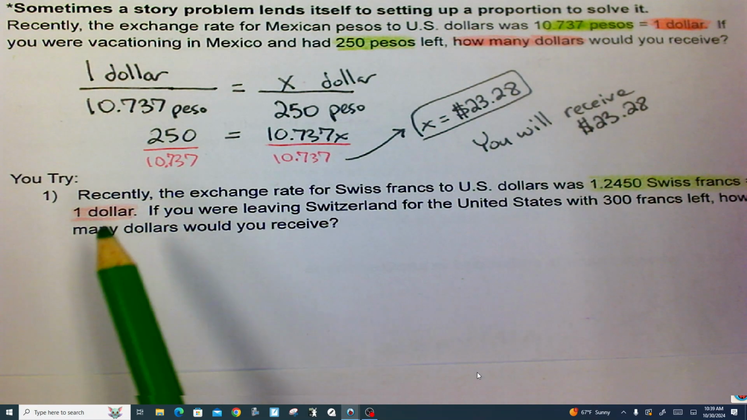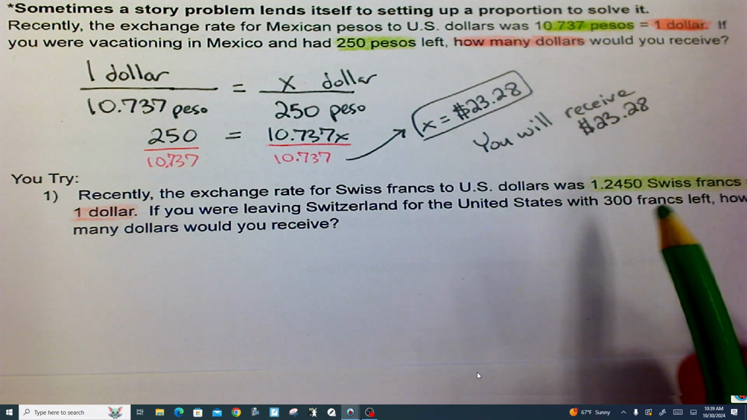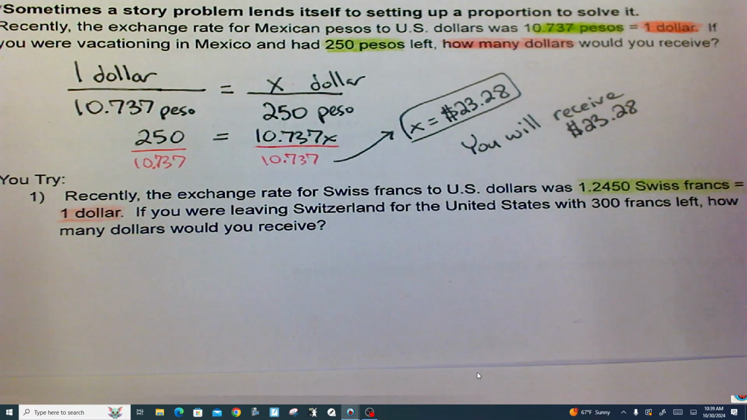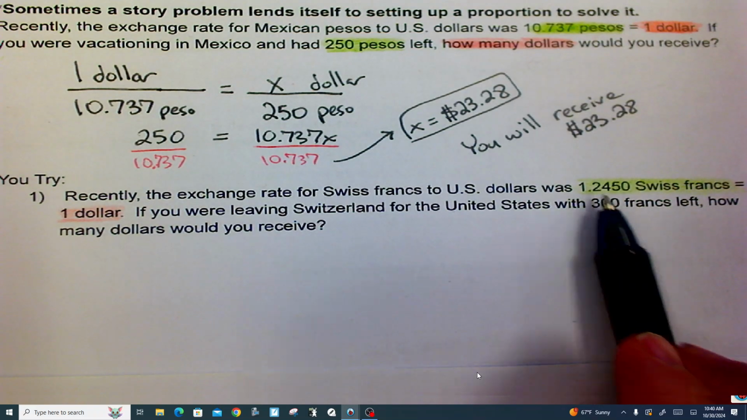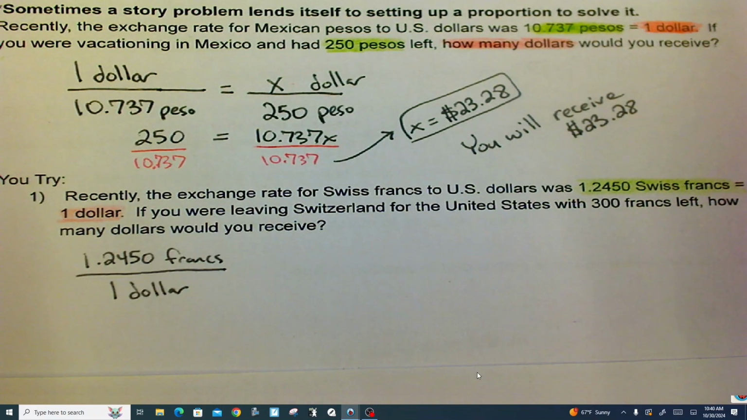Now previously you said, hey, you want dollars on top because you're used to putting money on top, but I just want to remind you that different countries have different types of money, and so this Swiss franc part on here is their version of money. So really we've got money on top of money, and it does not matter which one goes on top. So how about we go ahead and put the 1.245 Swiss francs on top and the $1 on bottom.